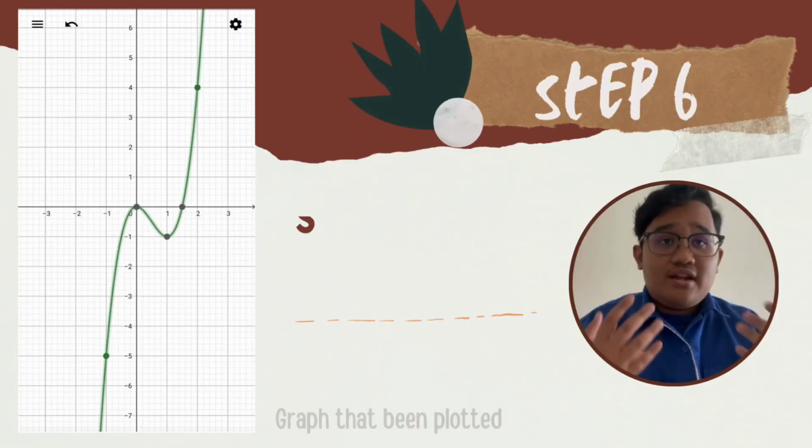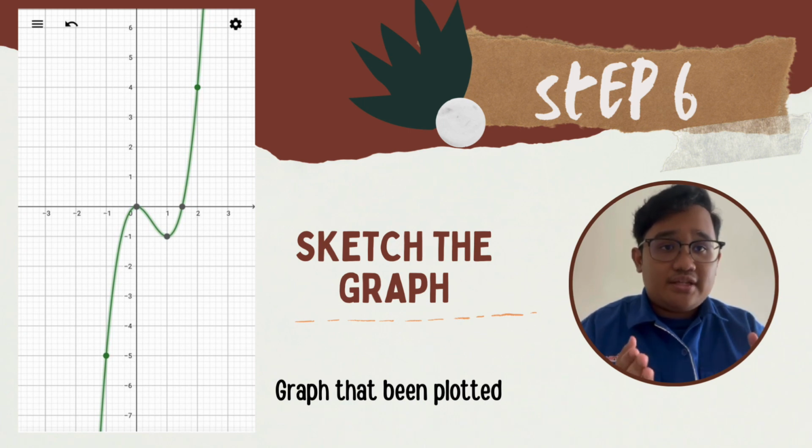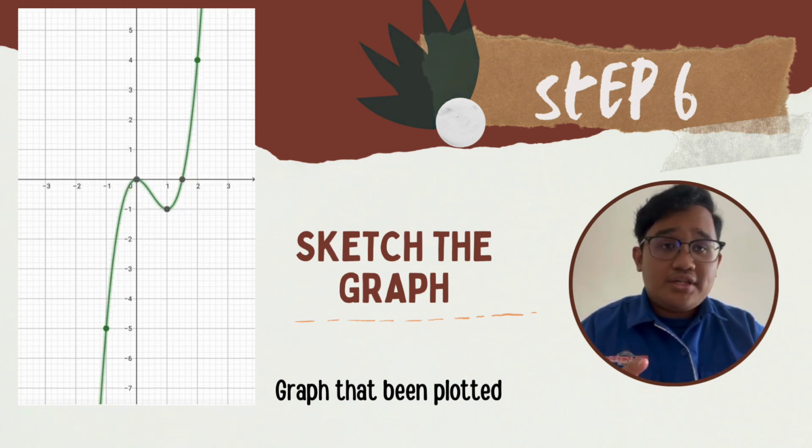Hello everyone, now moving to step 6. In this step, we are going to sketch the graph based on the table that we already plotted. So this is what it looks like after the sketch. In this graph, we have the maximum and the minimum point based on the equation given.